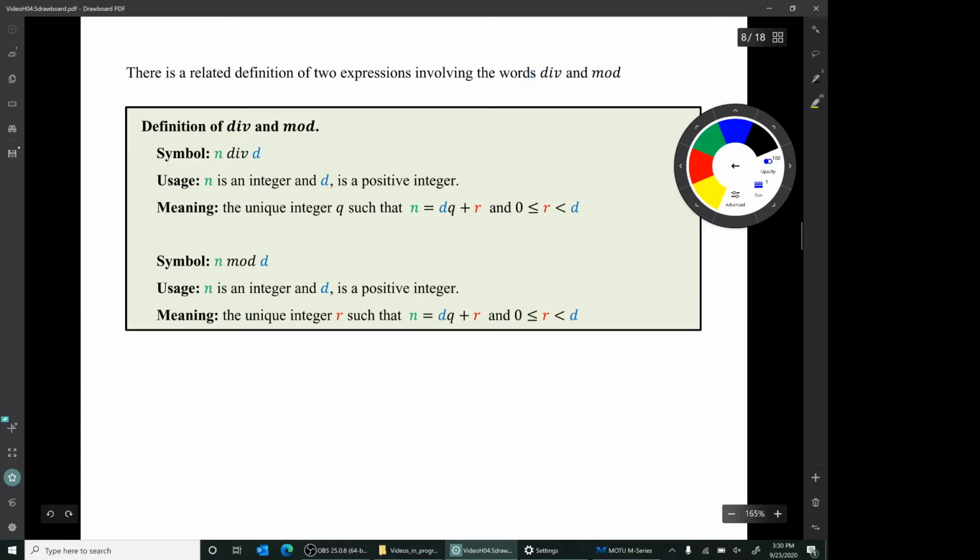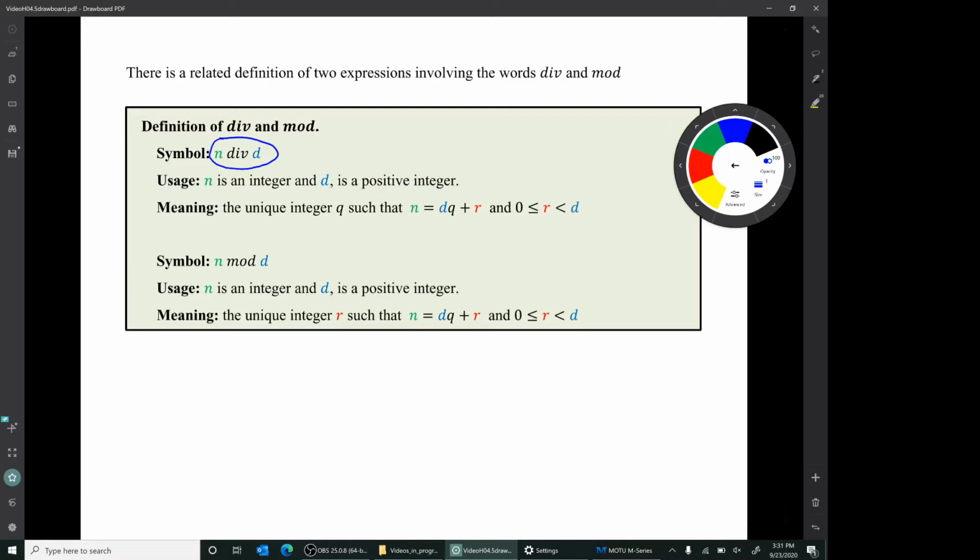So the two expressions are this symbol, n div d, and I'm going to color the n green and the d blue. Now, what's the usage? That is, what do n and d represent when you see this symbol? Well, you're only allowed to use this symbol when the thing playing the role of n is an integer and the thing playing the role of d is a positive integer.